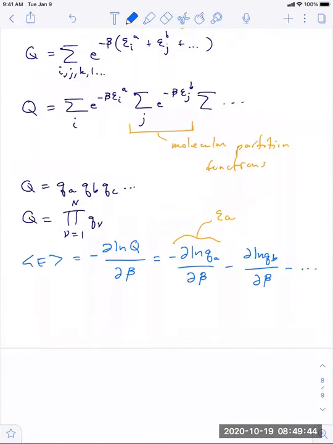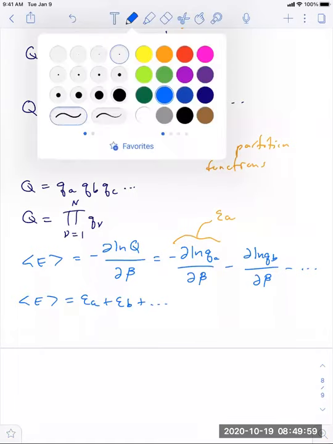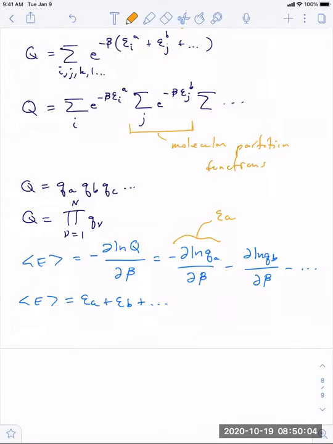So I can rewrite this as the average energy for the entire system, the internal energy, is just the sum of these single particle energies. So we have something that was an n-body problem is now n one-body problems, which is much easier to solve.